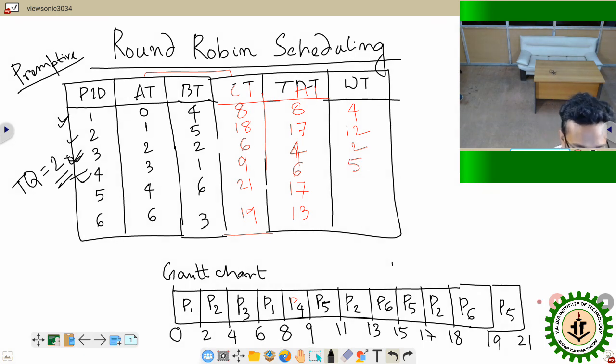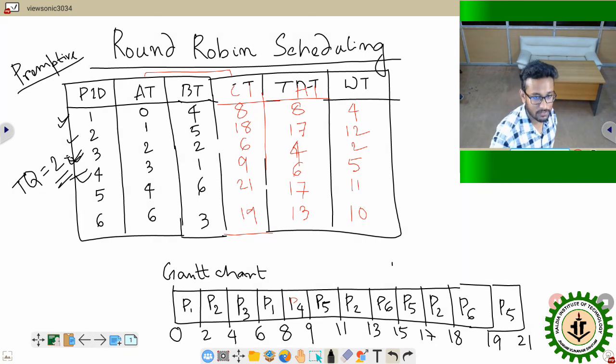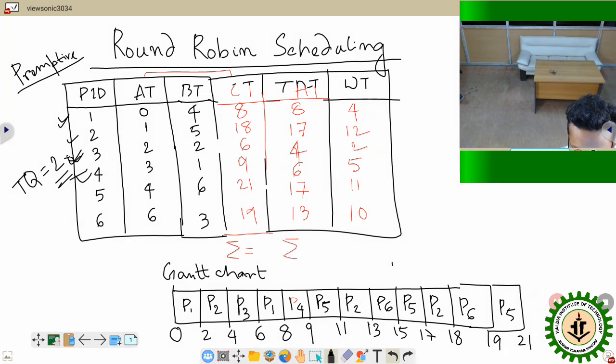Next, what you have to calculate? You have to calculate the average of completion time. So just do the sum of completion time, the sum of turnaround time, and the sum of waiting time. Now how many processes are there? You have to divide by the number of processes. So total 6 processes are there. Whatever sum you get, you have to divide by 6. Same for the waiting time, you have to divide by 6.